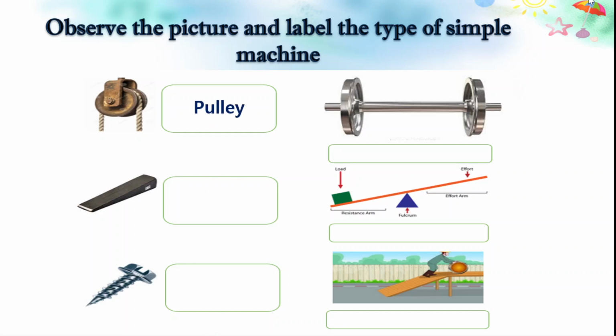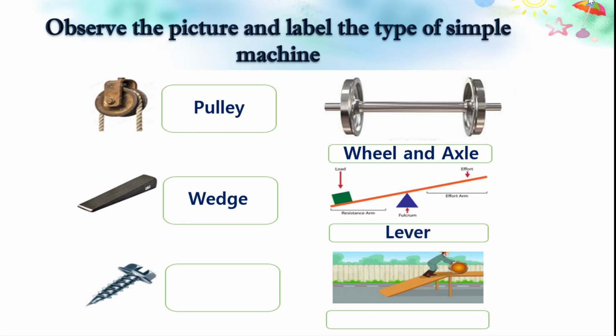And what about the second one? It consists of two wheels and a rod is connecting the two wheels. Therefore, it is an example of wheel and axle. The third one is called wedge. It is used to split apart the object into two or more pieces. So, it consists of an inclined plane.